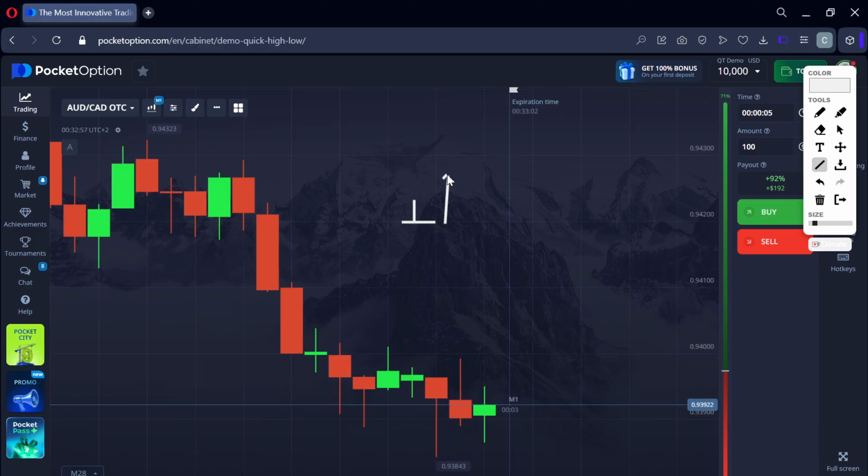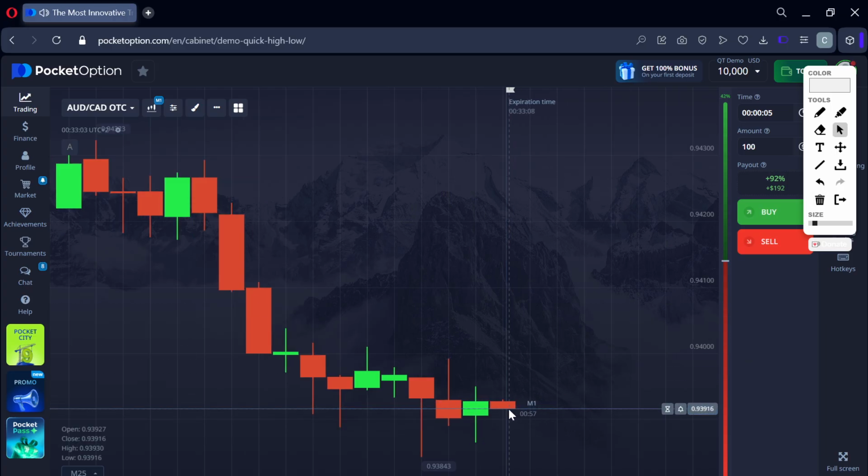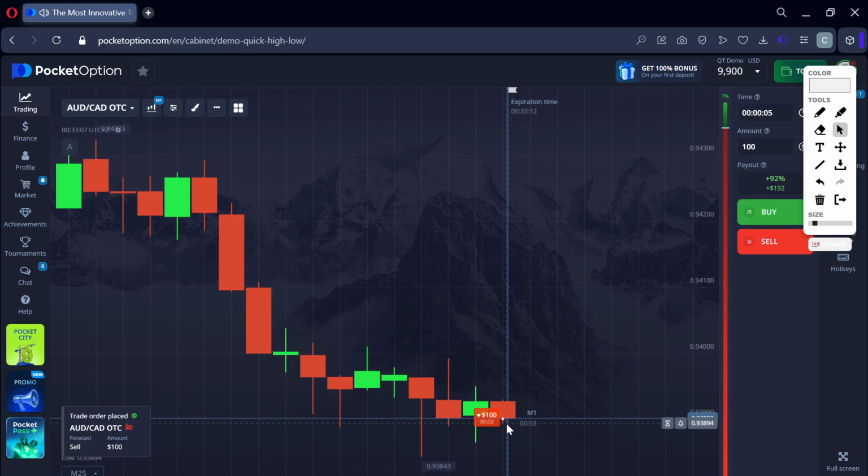Then we want it to reverse. As soon as it reverses, we then take a 5-second trade to the downside. We're going to do this right now. We're waiting for that pullback. There we go. There's our pullback. Now we're going to take that trade to the downside and let it play out.